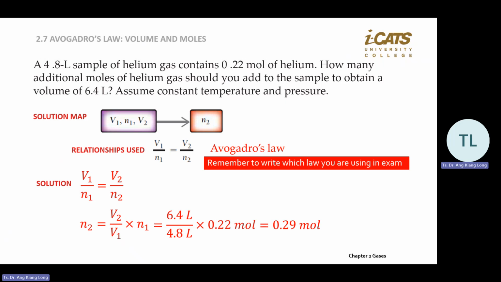The question asks you for additional mole. So how many additional moles do you need there? 0.07. Right, you take 0.29 minus 0.22. He asks you for additional mole.